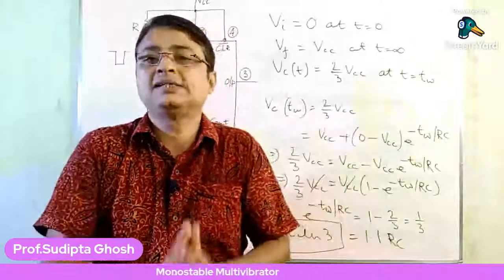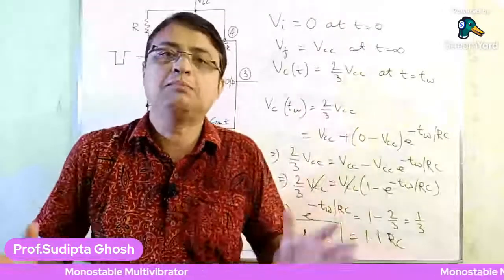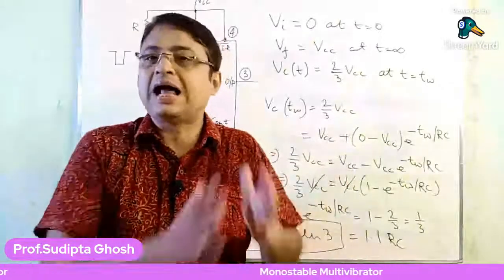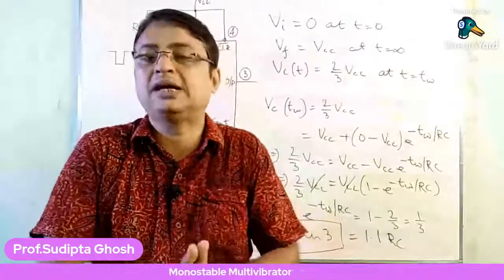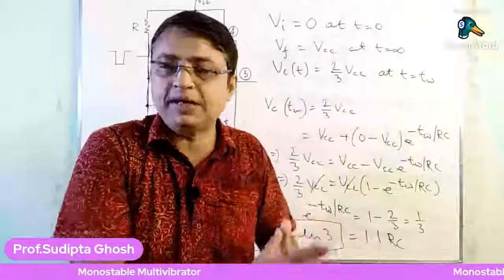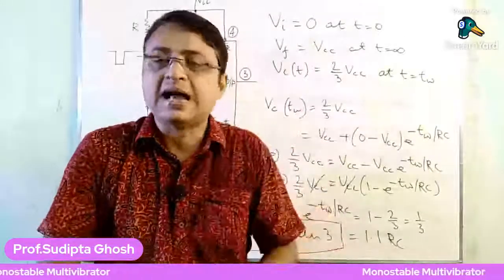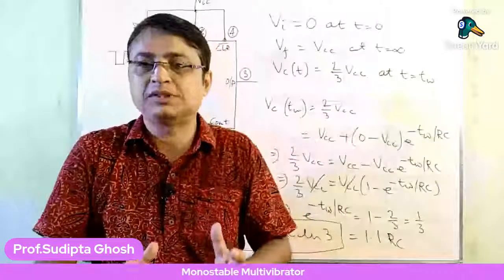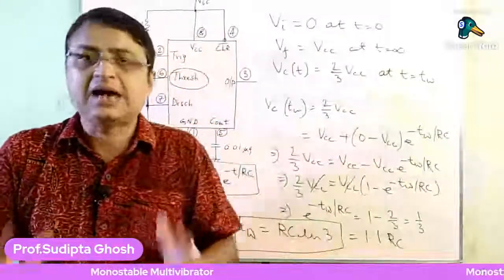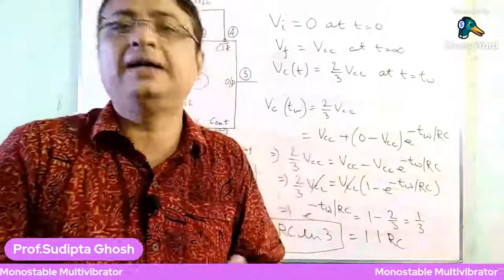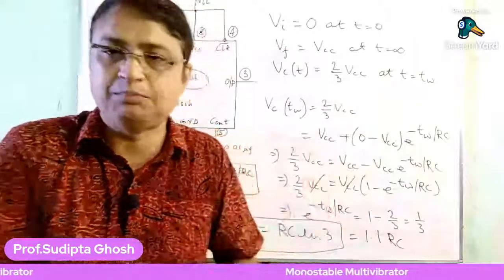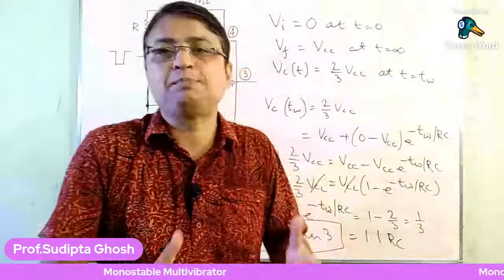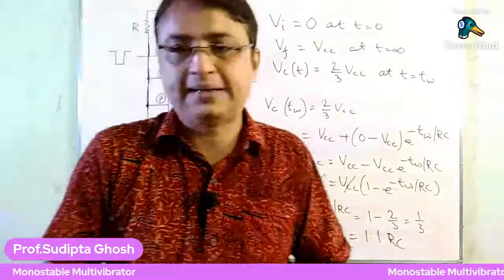So this is all about the monostable multivibrator circuit using the 555 timer. In this lecture I have discussed the operation, how the circuit works, and then I have shown you the different waveforms, and lastly determined the value of TW and talked about how to implement this circuit in practice.